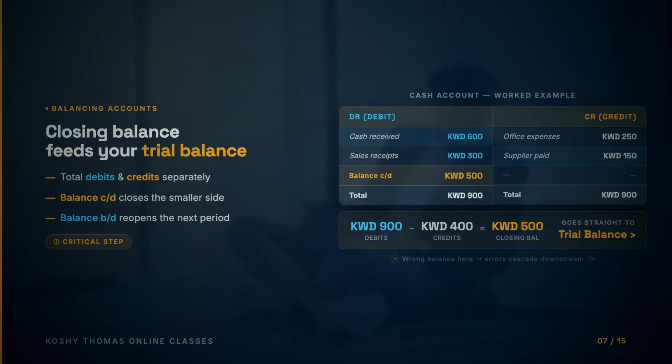Now, how do you balance a ledger account? Here's the thing most textbooks skip: you add up both sides separately first. Say the cash account has 3 debits totaling KWD 900 and 2 credits totaling KWD 400. The difference, KWD 500, is your closing balance. It sits on the credit side as the balance carried down. Then it reopens on the debit side as the balance brought down. Got that? Good, because this balance is what flows into your trial balance.